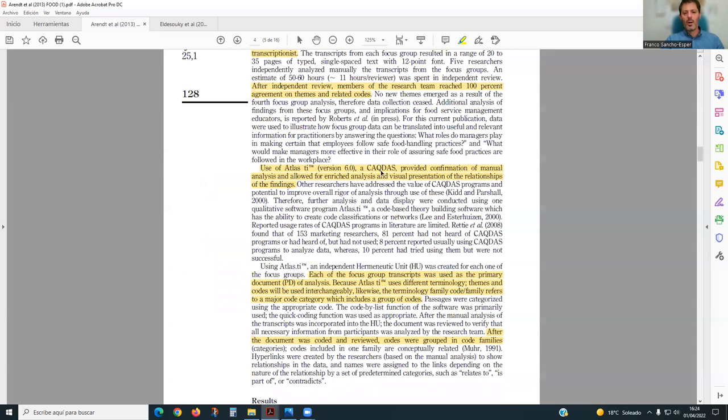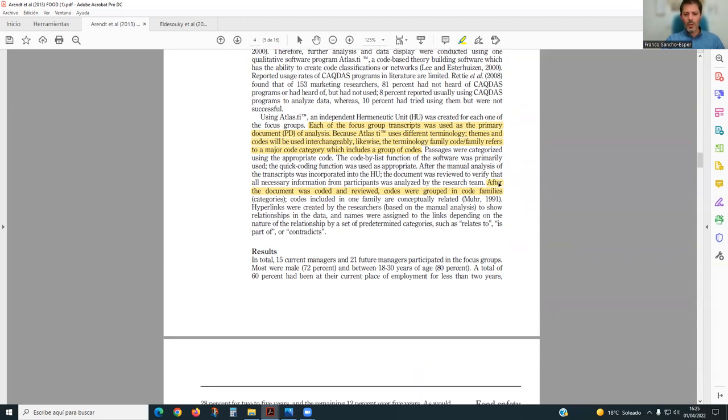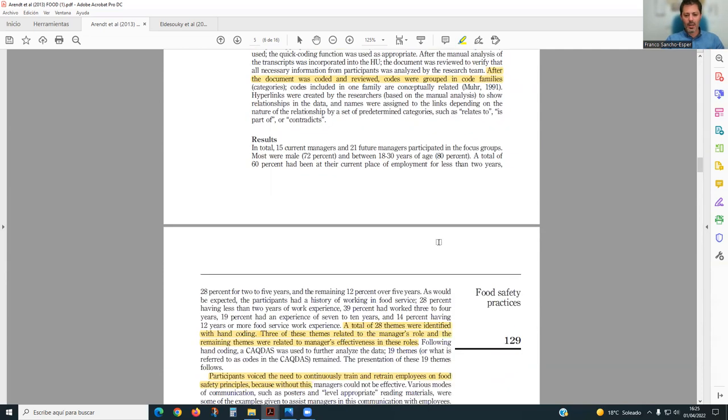They also talk about the analysis in Atlas.ti, and they say each of the focus groups was used as a primary document of analysis because Atlas.ti uses different terminology. And they say, after the document was coded, they found the different quotes, and afterward they classified the quotes into codes. Codes were grouped into families of codes, as we have done in class. We have codes in the first level and families of codes in the second level.